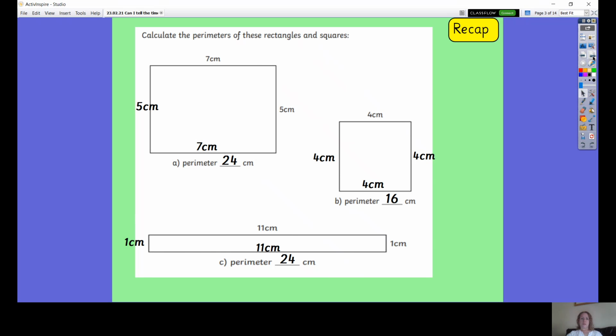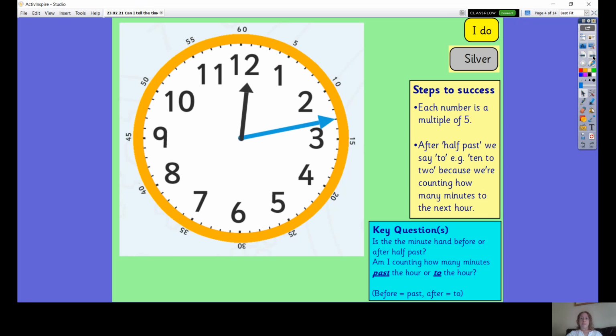Okay, moving on to our time for today. We talked about this briefly yesterday, didn't we, when my minute hand was supposed to be pointing to the 1 and it was just a little bit past it. And I've shown you a really big clock here, hopefully you can see it on your screens, with all the little individual minutes going around the edge.